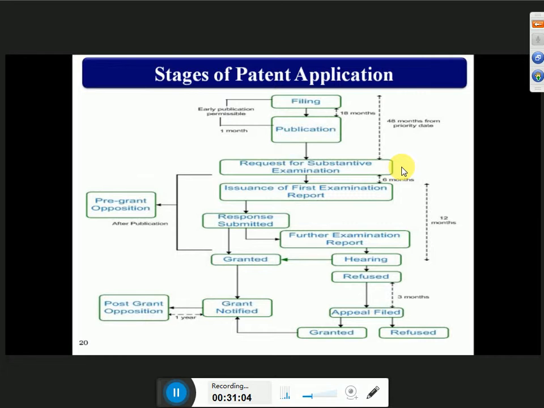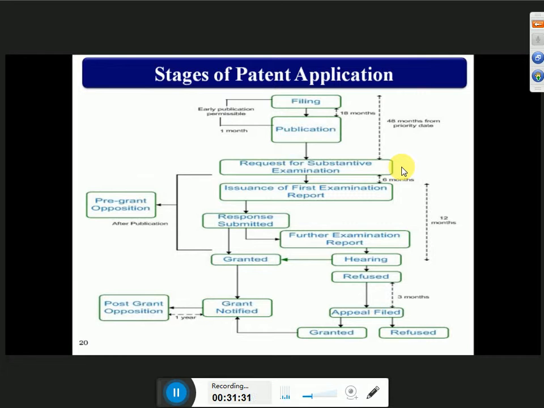After you submit the response, based on your response, further examination is conducted, right? Then a hearing is done. The patent can be granted or the patent can be refused. So this happens until the examiners are happy with the work you have done, right?